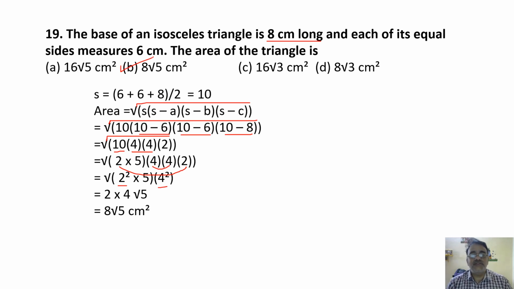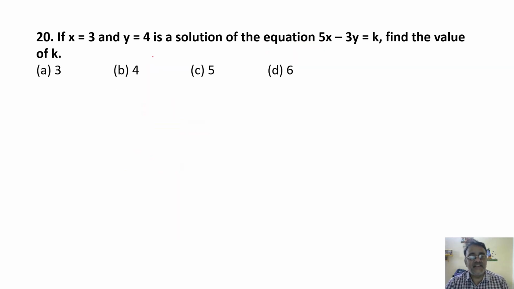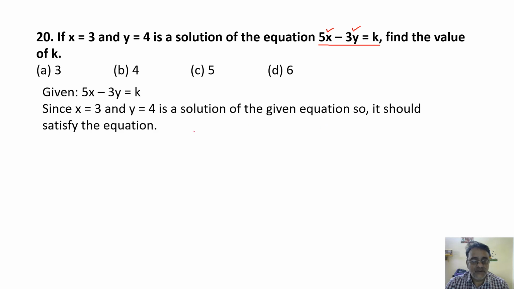Now we are moving towards question number 20. If x is equals to 3 and y is equals to 4 is a solution of the equation 5x minus 3y is equals to k, find the value of k. So ये इसका solution है तो उसको satisfy करेगा. So that is why we will substitute x is equals to 3 and y is equals to 4 here. Right? So if you substitute you will get 15 minus 12, and 15 minus 12 is 3. So we are getting k is equals to 3. So the correct option is A.